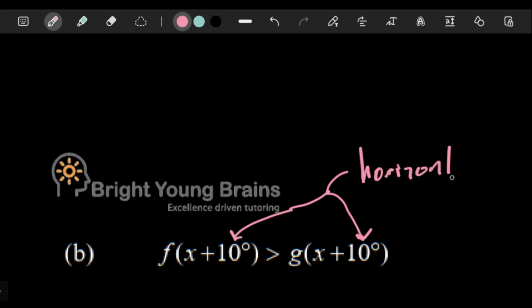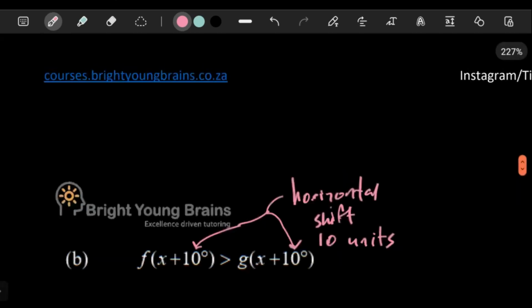Horizontal shift, 10 units to the left or to the right? To the left. There we go, 10 units to the left.